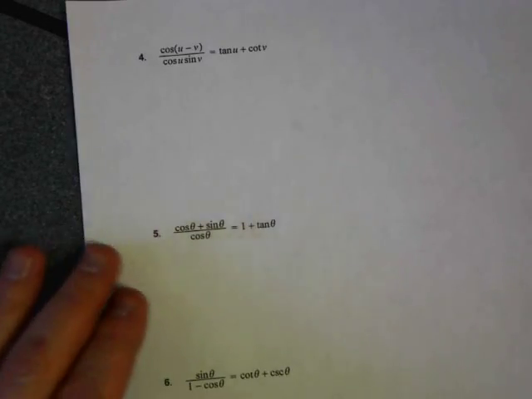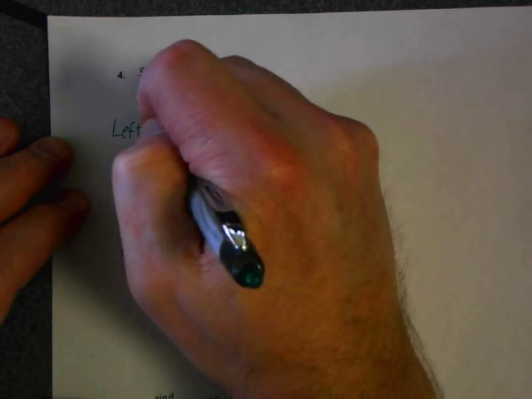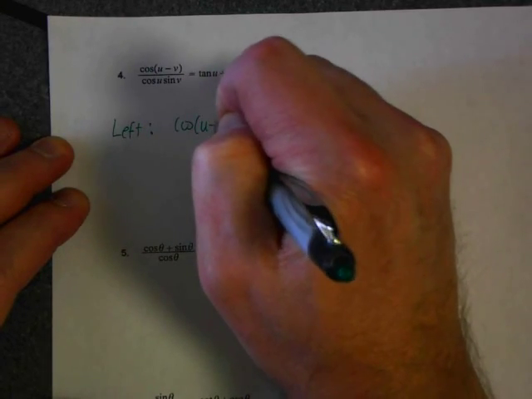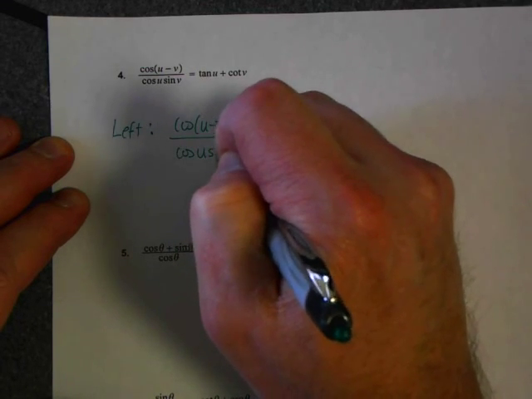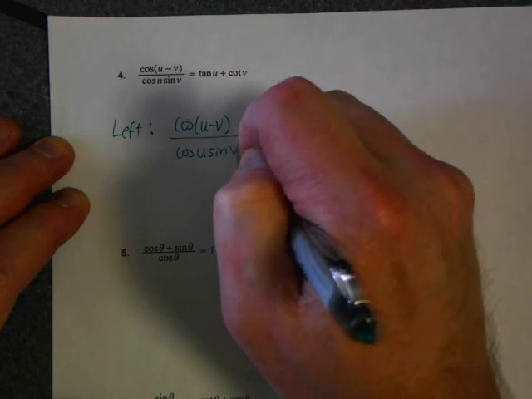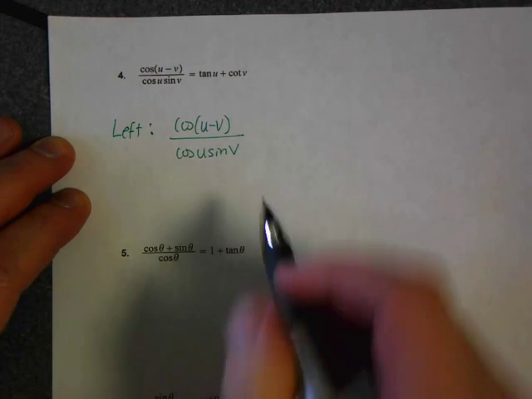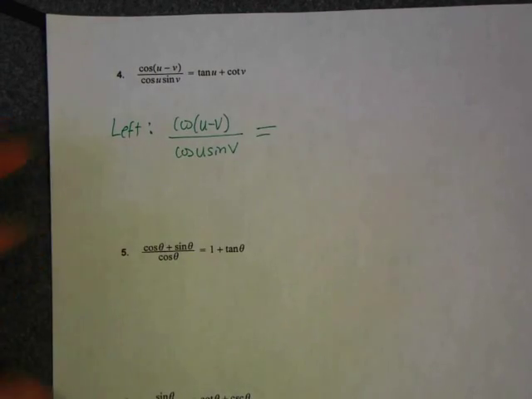All right, so keeping that in mind, problem 4. Would you start with the left-hand side or the right-hand side? I think the left certainly looks more complicated to me, so I'll start with the left. Cosine of u minus v divided by cosine u sine v. All right, what can you do?